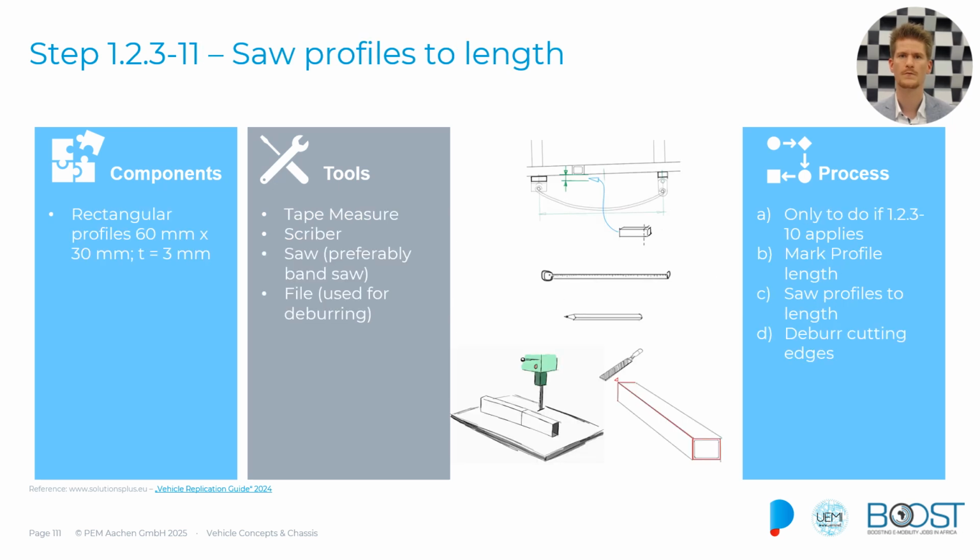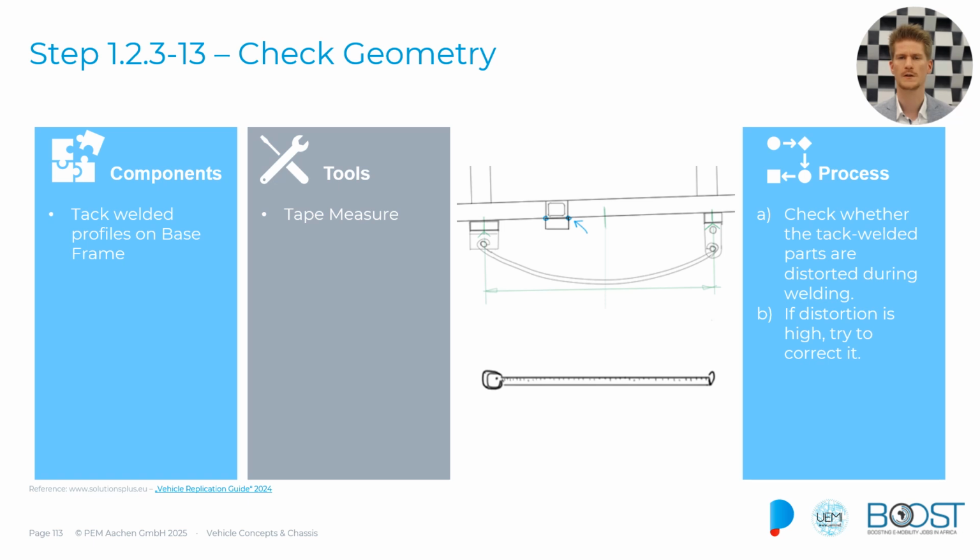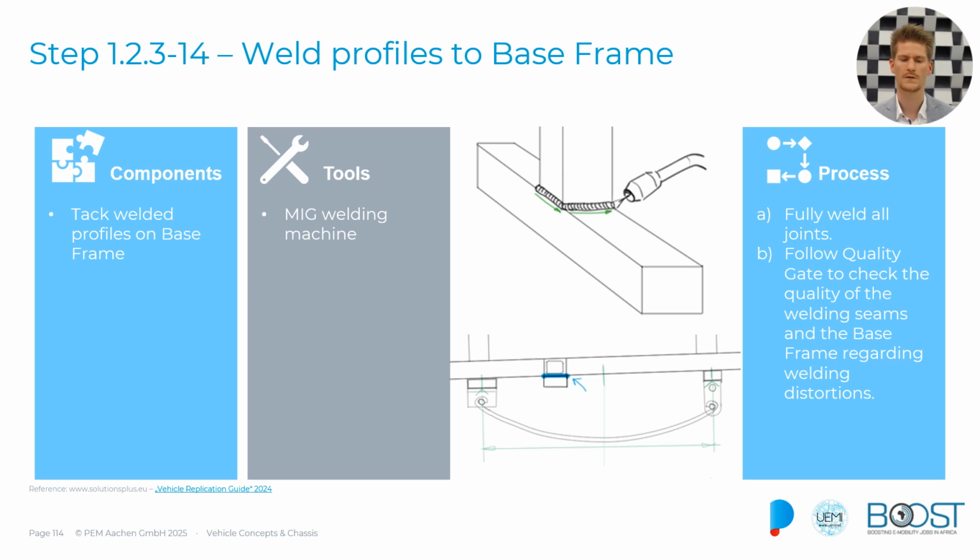If we want to have that offset, once you've calculated it, use again a rectangular profile, 60 by 30 millimeters. Mark the length you need, saw it, and then deburr it. And if you have done that, the process commences with the tack welding to the base frame. As usual, after that, we will also check the geometry. If the geometry is correct, the full weld will go on. And again, we have the quality gate where the welding seams are checked.